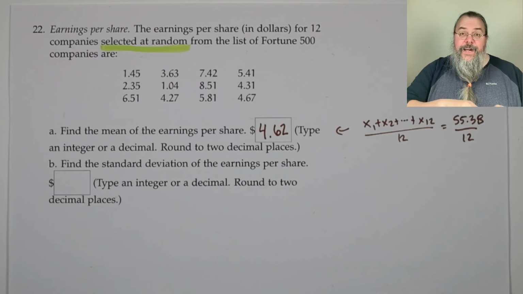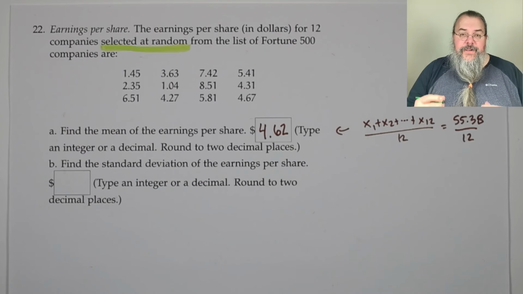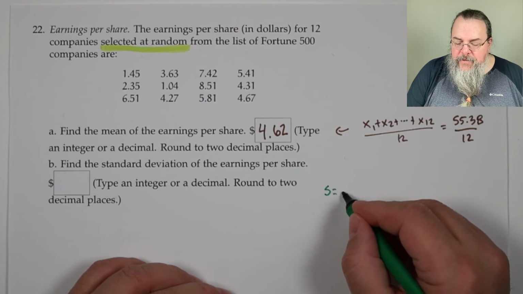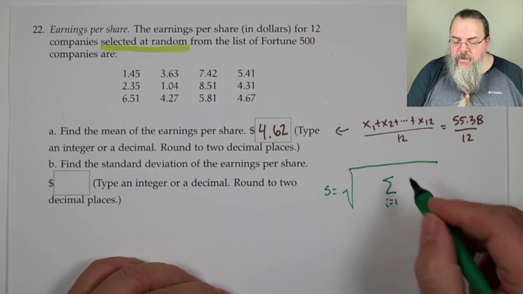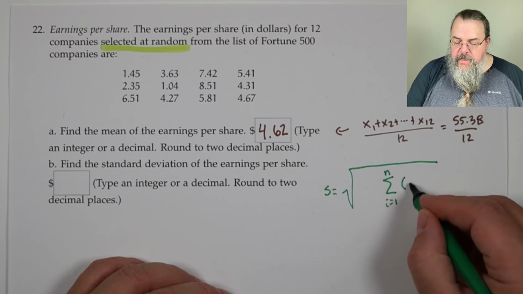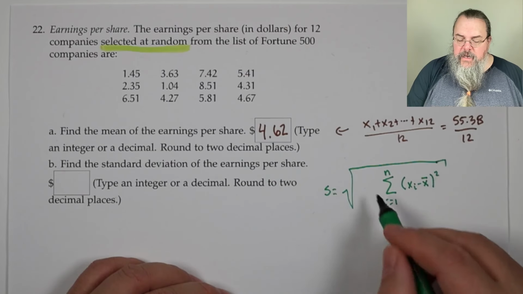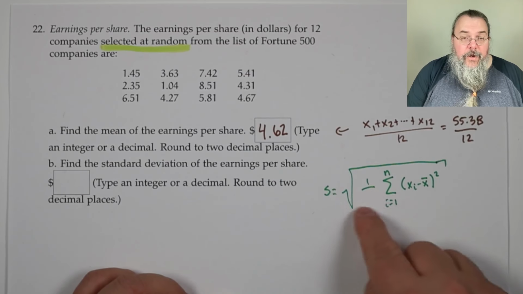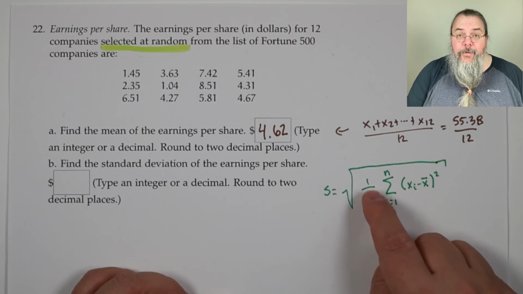Because it's the "selected at random" phrase. When I say there's two variations of standard deviation, there's the S and the sigma. What it boils down to is we're going to have a square root, we're going to have a sum, so I'm going to use i equals 1 to n of (xi minus x bar) squared, and 1 over, and here is the place where the two versions differ. It's either 1 over n or 1 over n minus 1.